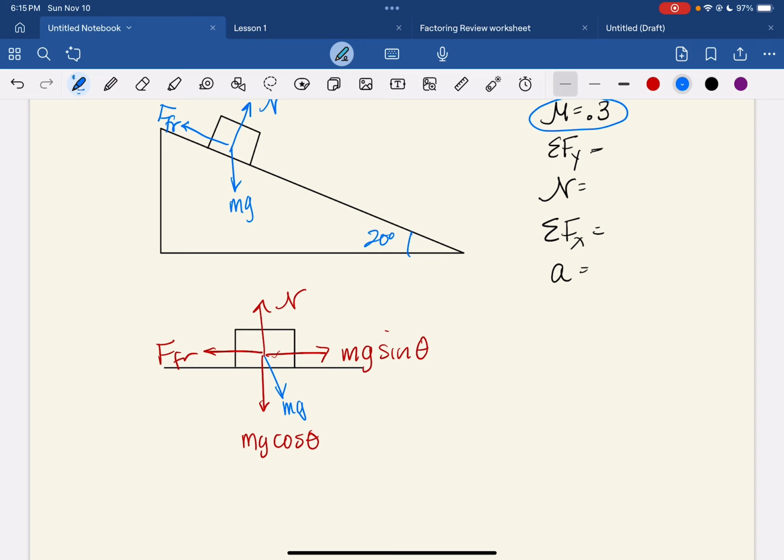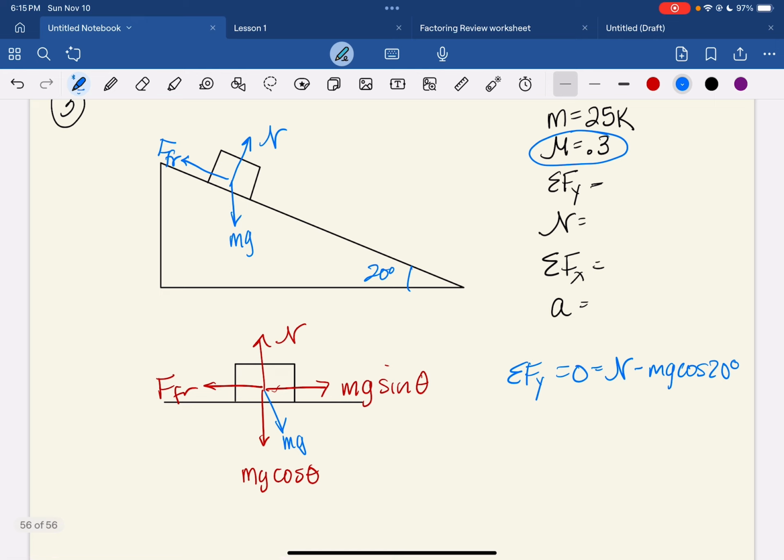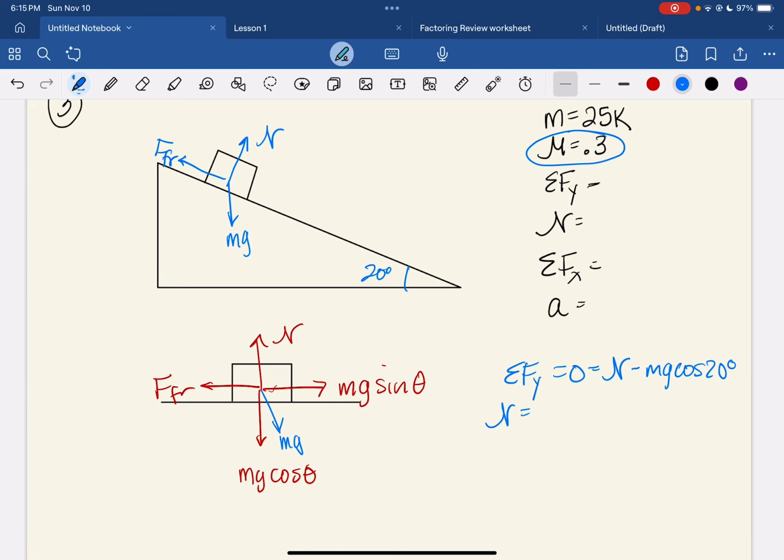So it's not going to have the same acceleration as the other one does because my sum of forces in the x direction is different. All right, let's take a look. Sum of the forces in the y direction is going to be equal to 0. And by y, I mean this one right here. And so that means that my normal force minus mg cosine of 20 is going to be 0. So my normal force is going to equal mg, so that's 25 kilograms, times g, which is 10 meters per second squared, times the cosine of 20 degrees.